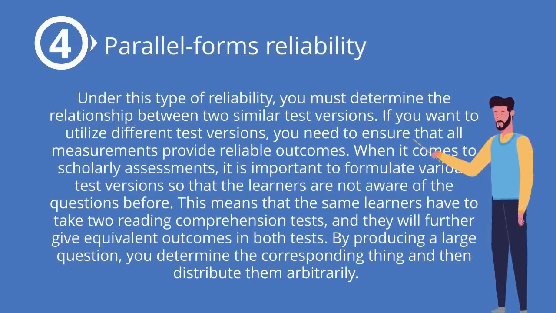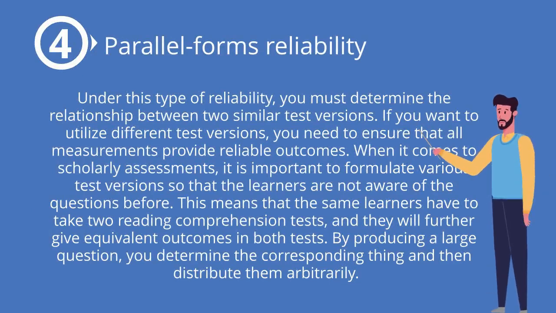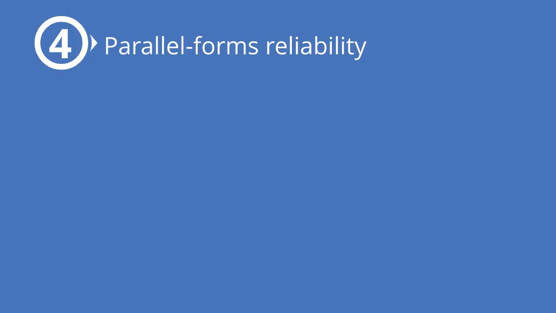Parallel forms reliability. Under this type of reliability, you must determine the relationship between 2 similar test versions. If you want to utilize different test versions, you need to ensure that all measurements provide reliable outcomes. When it comes to scholarly assessments, it is important to formulate various test versions so that the learners are not aware of the questions before.